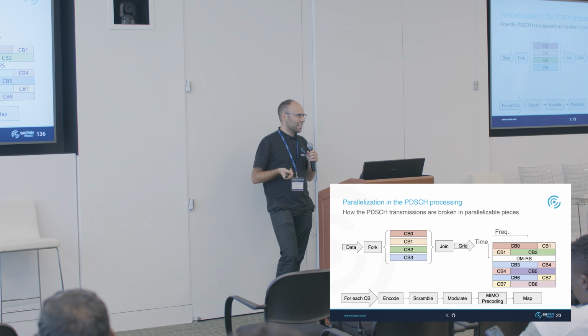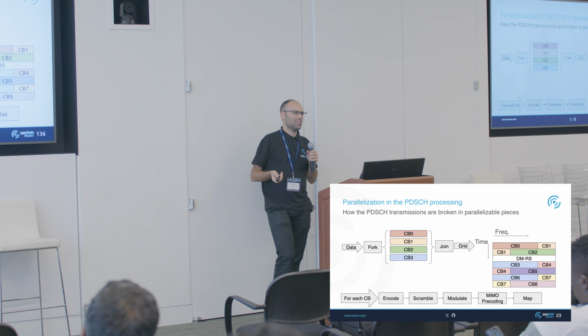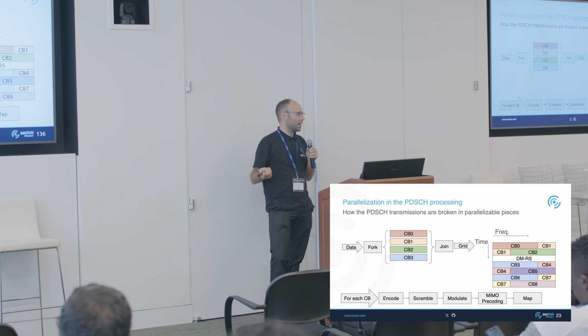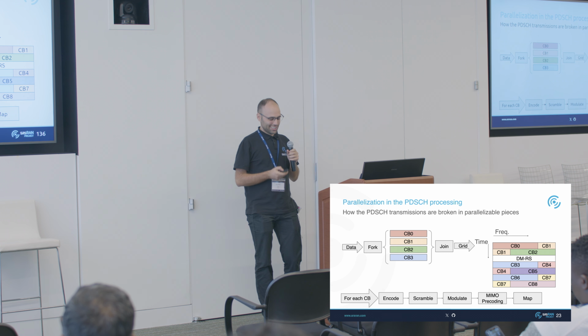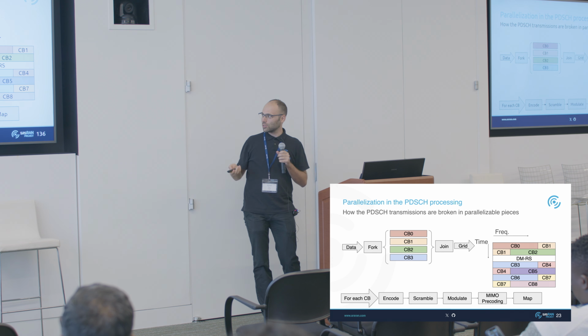You could say, hey, the scrambling pseudo-random sequence is not possible to parallelize because it requires the previous state before processing. Well, we found a way to make it parallel. So we can do all the code blocks in parallel, and everything gets mapped on the resource grid at the same time.